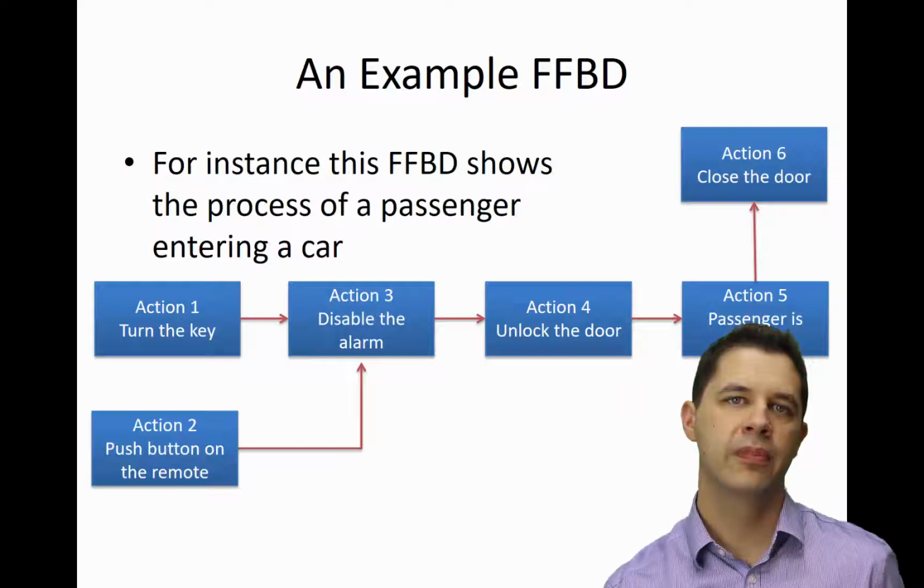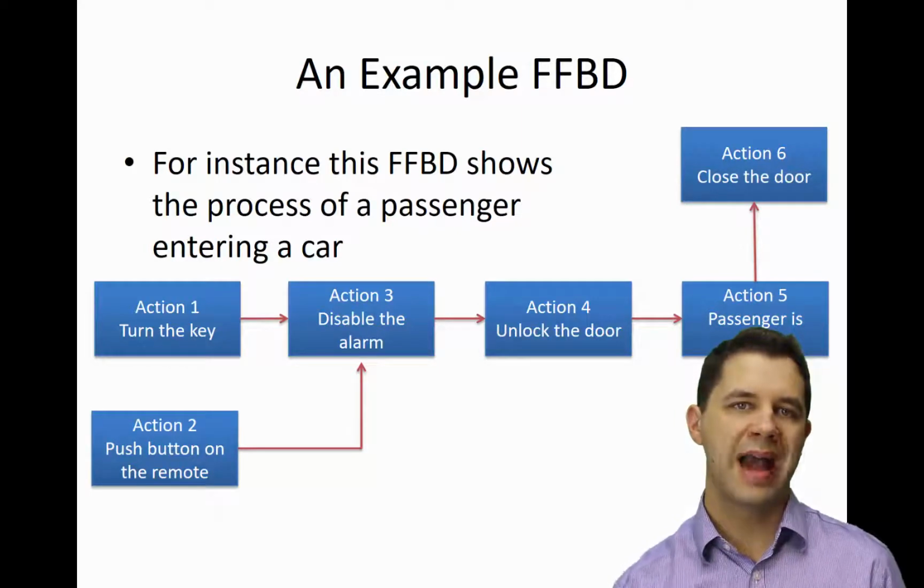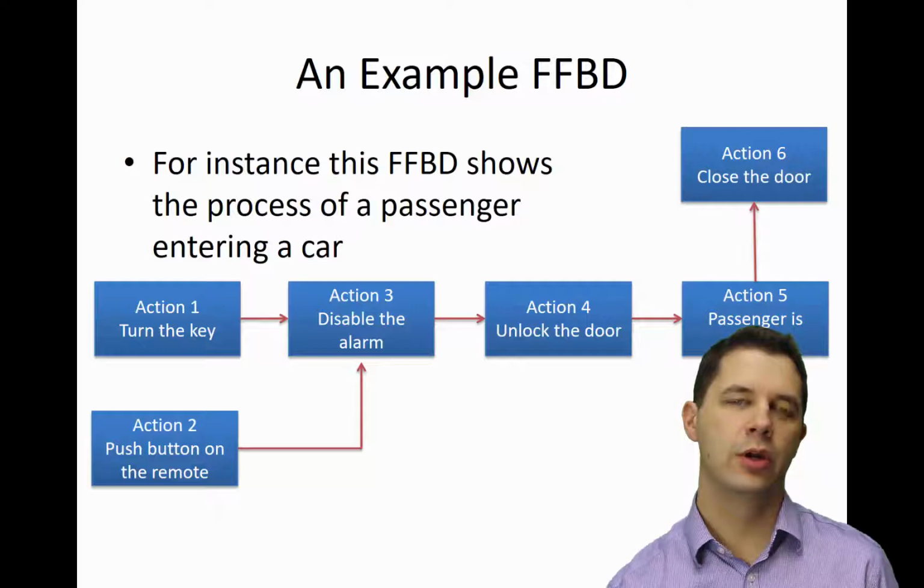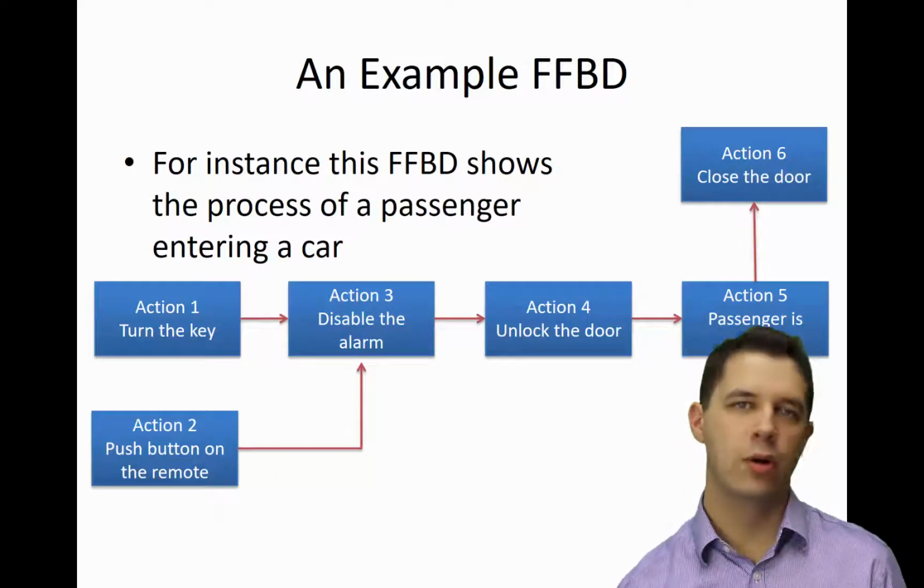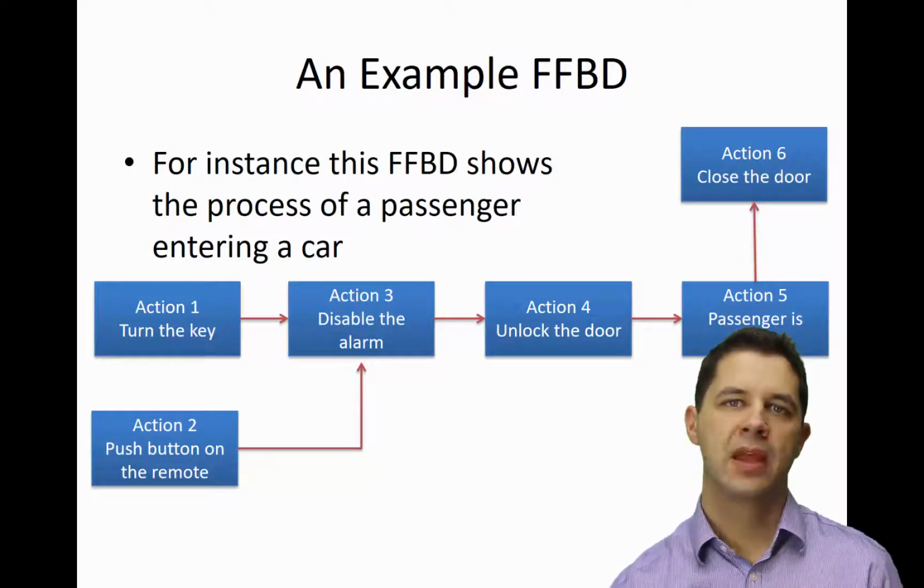there, for example. So, for example, if we were trying to model the process of a passenger entering a car, we've got action 1 or action 2 there that they can turn the key or push the button on the remote control and use that to enter the car, and both of those will disable the alarm or immobilizer within the car and unlock the door at the same time.